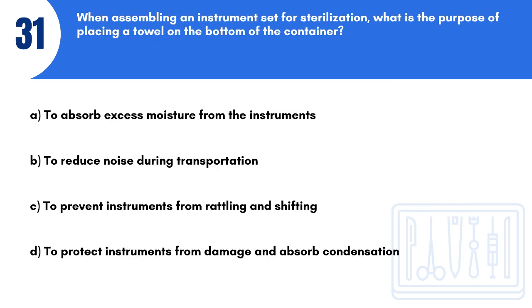Question 31. When assembling an instrument set for sterilization, what is the purpose of placing a towel on the bottom of the container? A. To absorb excess moisture from the instruments. B. To reduce noise during transportation. C. To prevent instruments from rattling and shifting. D. To protect instruments from damage and absorb condensation.